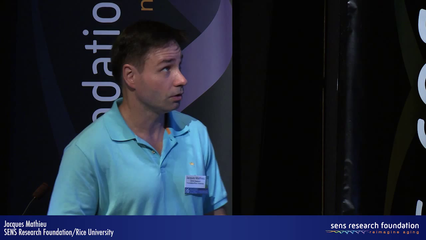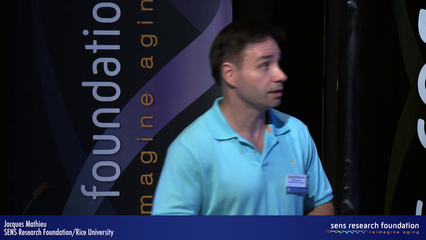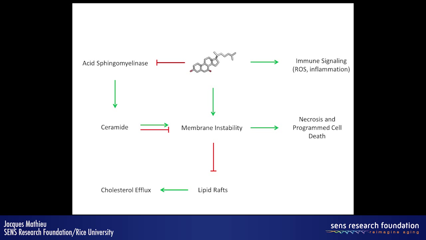To summarize, this is just an overview of what we think is our working model of 7KC toxicity. It's causing membrane instability, which may lead to necrosis or programmed cell death. It's also inhibiting acid sphingomyelinase. Acid sphingomyelinase normally produces ceramide. Ceramide in the lysosome is actually protective. It increases lysosomal stability. In the plasma membrane, it does the opposite. But in the lysosome, we're increasing it. So 7KC is also increasing membrane instability that route.